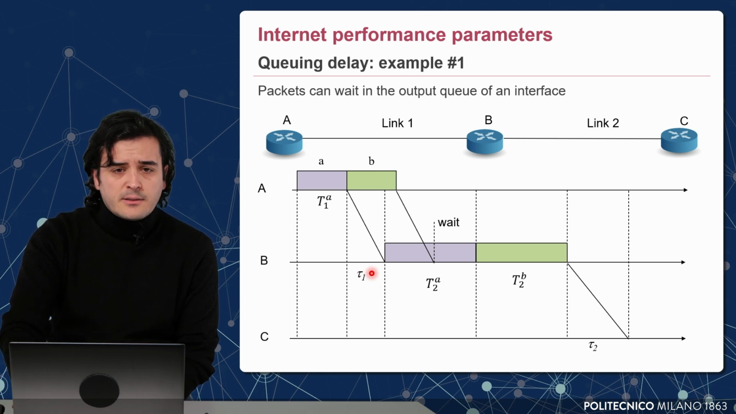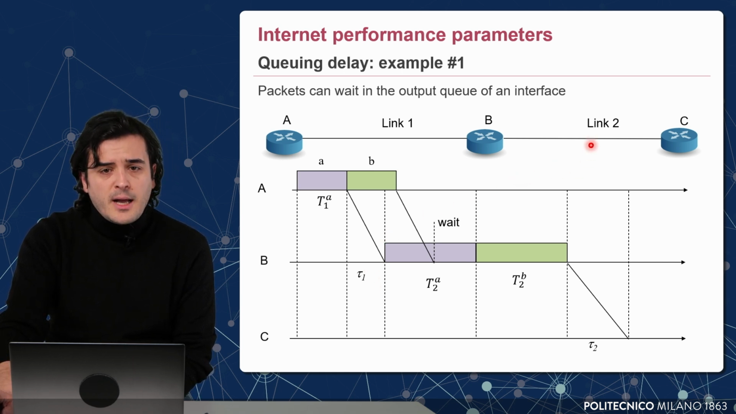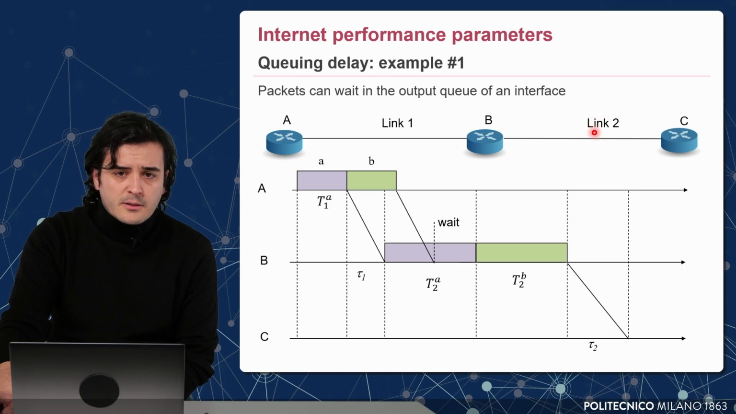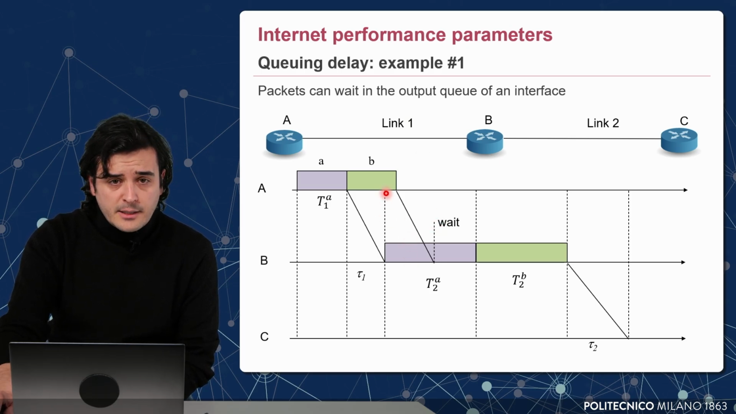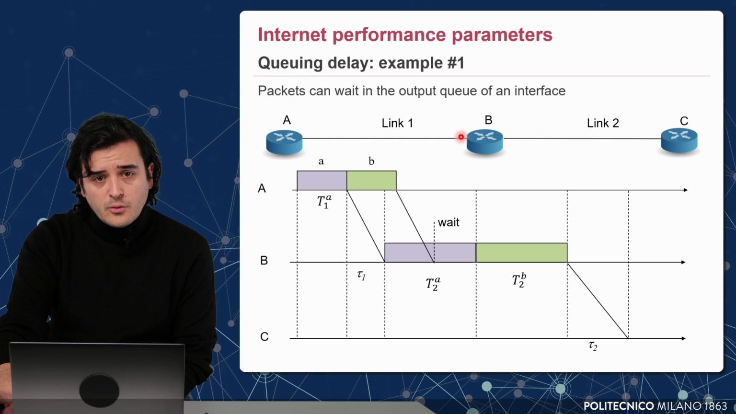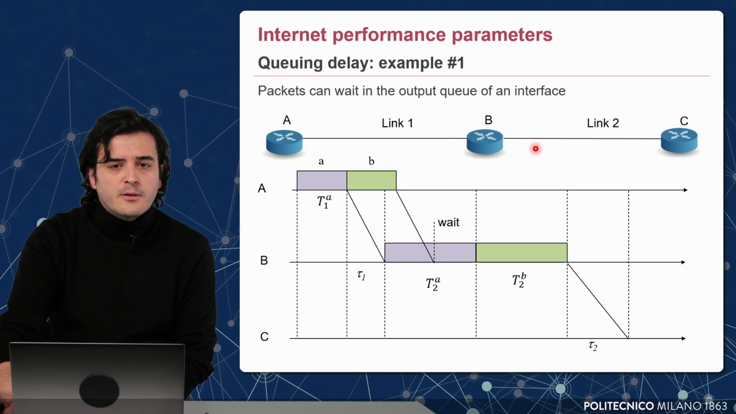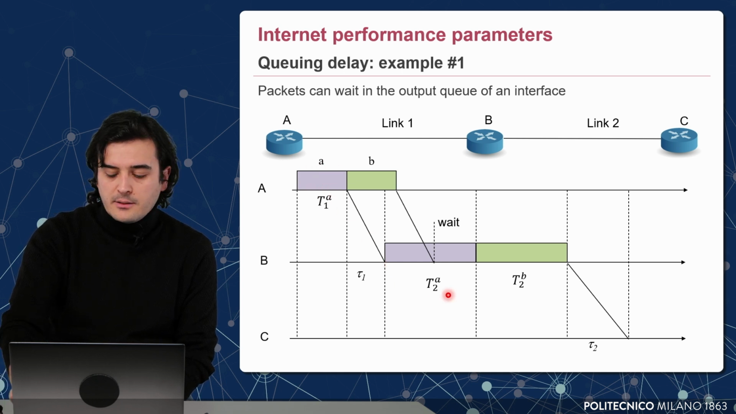However, we notice that since the capacity of link 2 is supposed to be lower than the capacity of link 1, it may be that by the time that packet B arrives at node B for being further forwarded to node C, it has to wait because node B is still transmitting the first message, or is still transmitting packet A.